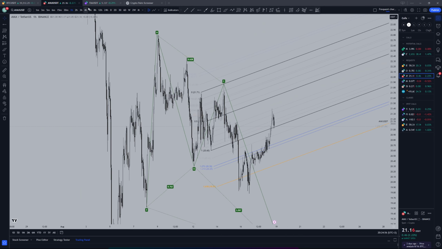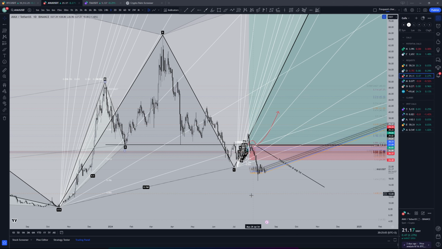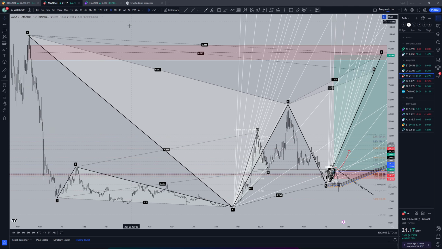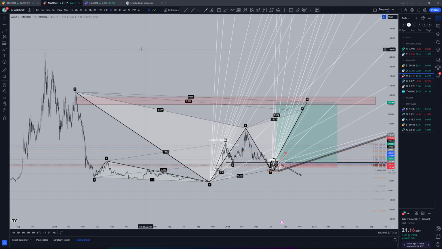Okay, let's look at AVAX. And now I've got eyes on me because I saw Vega join, and I know he's really big on AVAX. So now we've got eyes. Okay, let's look at AVAX.